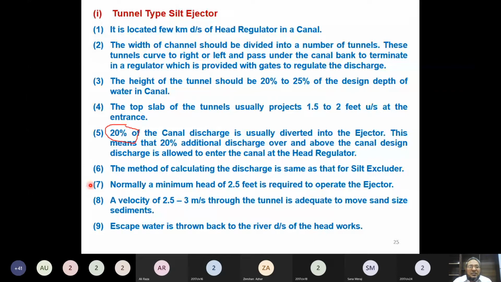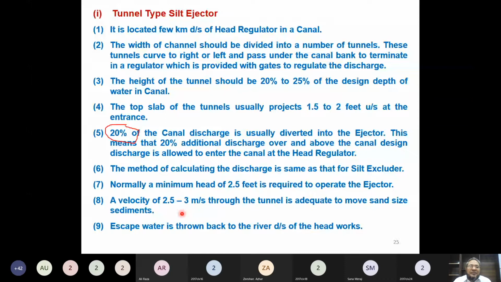And now number seven, normally a minimum head of 2.5 feet is required to operate the ejector. Ejector pe kitna head hona chahiye? Kam as kam 2.5 feet. Of course, normally it is more than that. A velocity of 2.5 to 3 meter per second through the tunnel is adequate to move sand size sediments. So the sediment should not be dropped or deposited in the tunnel silt ejector. So a high velocity is recommended from 2.5 to 3 meter per second.